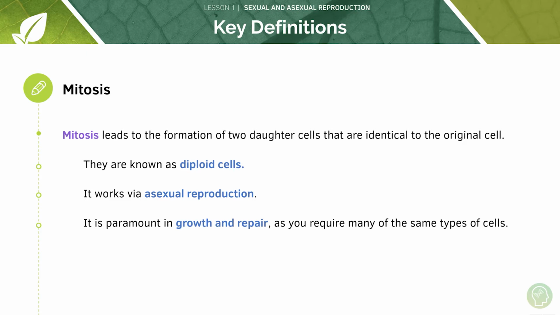So mitosis is really important for growth and repair because we require many of the same types of cells, and therefore we rely on mitosis to sustain our numbers of cells in our body. So mitosis is very prevalent in the skin and muscle cells because these are cells with very quick, rapid turnovers.